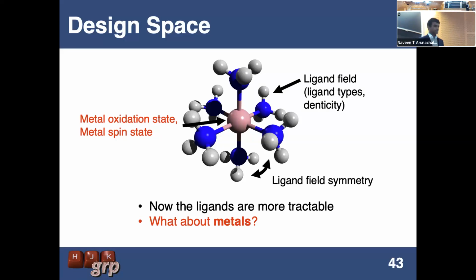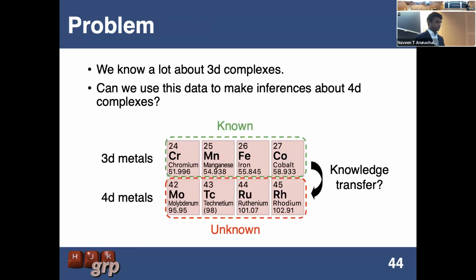So next, I'll be discussing another aspect of design space. So on top here, I show an example transition metal complex, and we can look at the ligand field surrounding the metal. We can look at the ligand field symmetry, but we can also look at the metal in the transition metal complex. So in our group, we do a lot of calculations on complexes containing 3D metals, which exist on this third row of the periodic table. But there's a lot we don't know about 4D metals. So the question is whether we can use our data sets for 3D transition metal complexes and transfer that information to 4D transition metals.